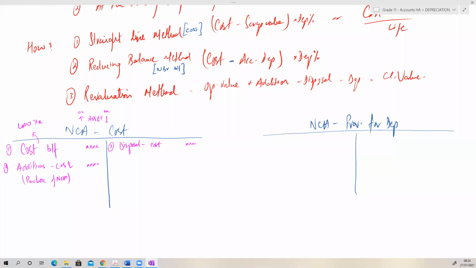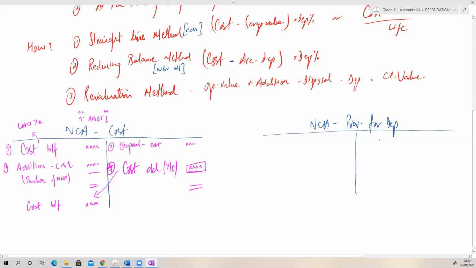Okay, so from the non-current asset account, cost brought forward, additions on cost, disposal on cost, और year end पे आपके पास आ जाएगा cost carried down. This is on year end. On next year ये cost brought forward हो जाएगा. Next accounting year में चले जाएगा ये. ठीक है? This is simple cost account.